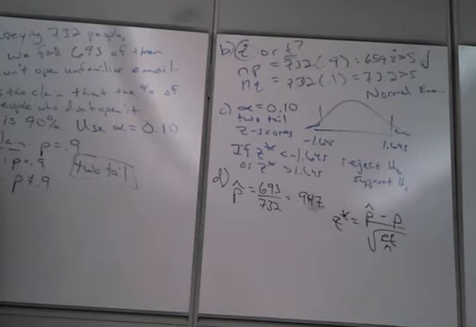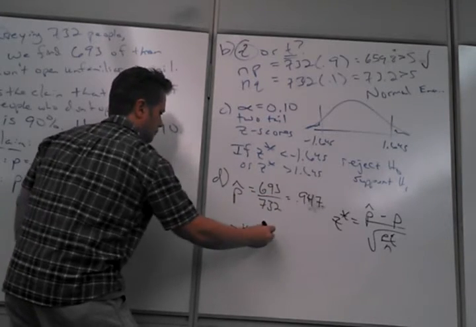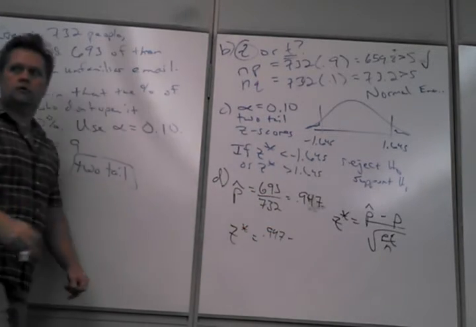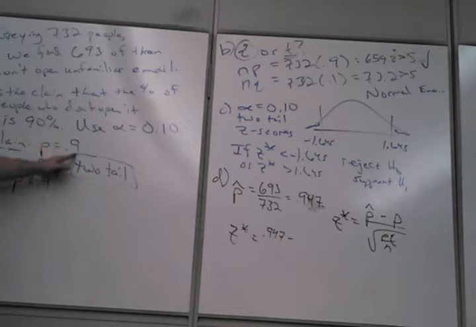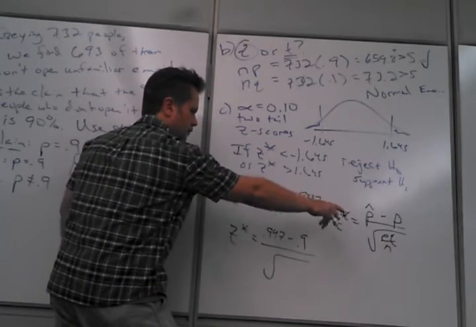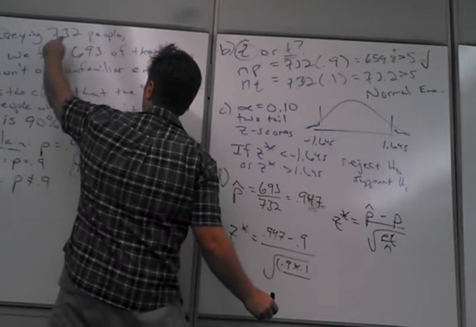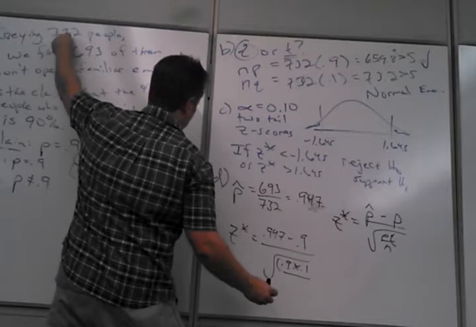You can think up crazy problems as much as you want to, it still doesn't change. So z star would be our score minus 0.9, the accepted middle. From the very beginning we said, assuming you're right, that is the middle. Divide by the square root of 0.9 times 0.1 over 732. I always get somebody to use that rounded number instead. Use the whole thing.